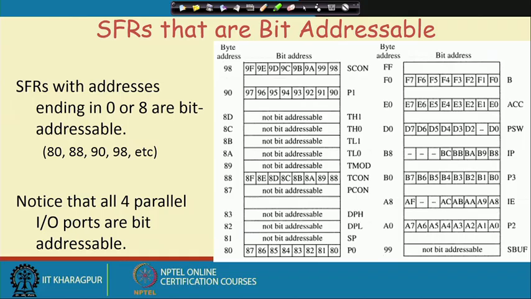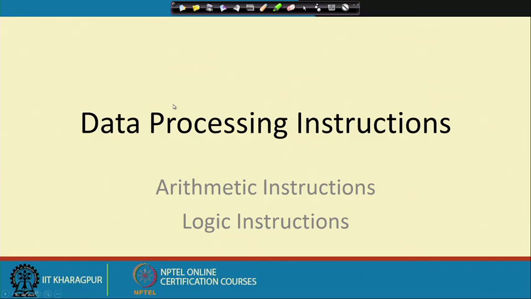Now, the special function registers that are bit addressable. If you look into the pattern, like say this P0, then this TCON, they are bit addressable, others are not. The addresses which end with 0 or 8 are bit addressable, like 80, 88, 90, 98. All 4 parallel IO ports, P0, P1, P2, P3, are bit addressable. The registers whose addresses end with 8 or 0, that is divisible by 8, are all bit addressable.